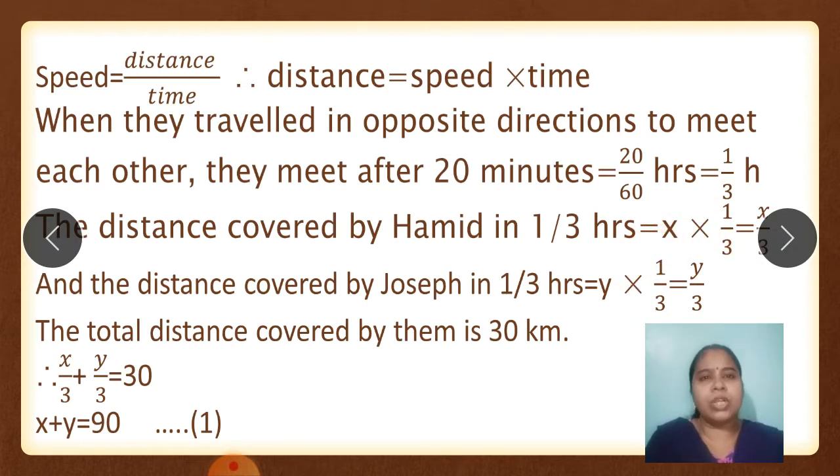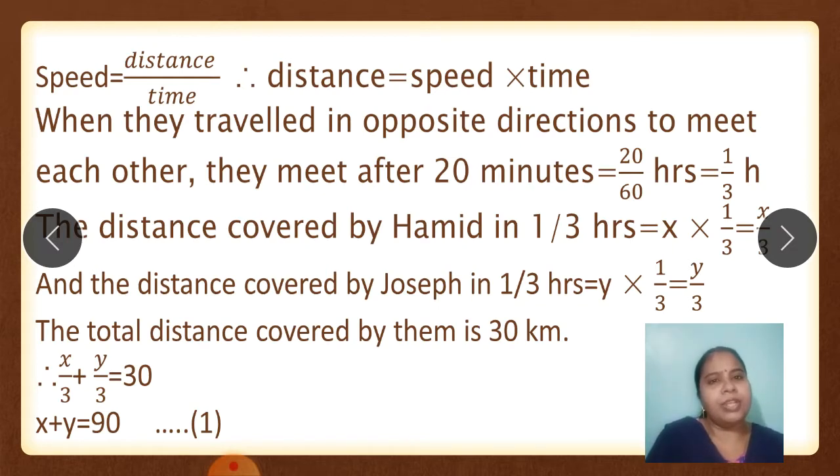But what was the total distance? How many kilometers were they apart? They were 30 kilometers apart. It means that x upon 3 plus y upon 3 is equal to 30. This is the distance traveled by Hamid. This is the distance traveled by Joseph, and both are 30 kilometers apart. Okay. So x upon 3 plus y upon 3 is equal to 30.